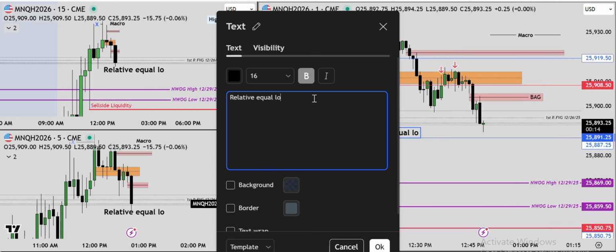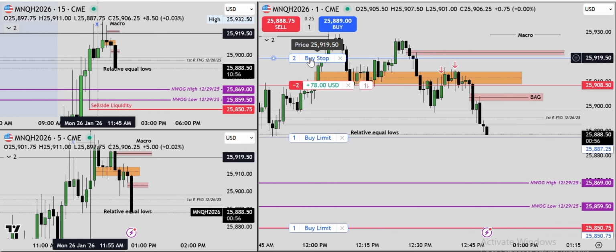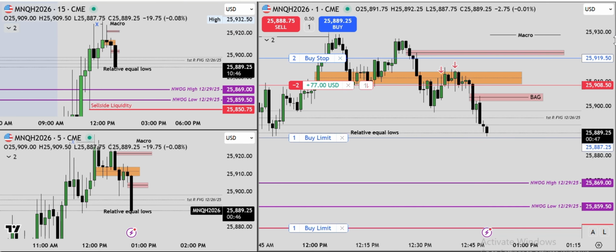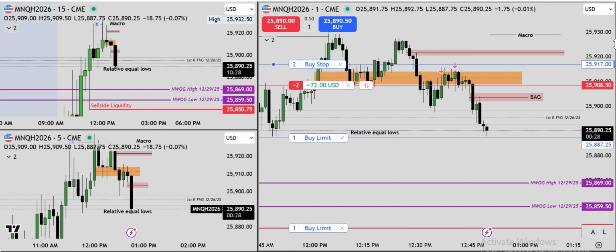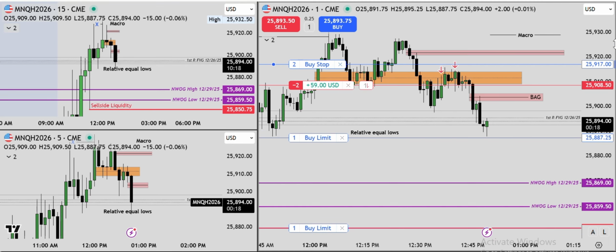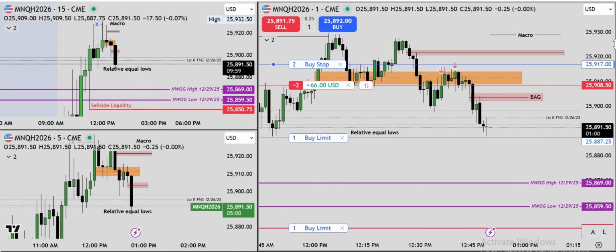And there, I had to retype that because I looked crazy. So we have that gap that's labeled BAG, which stands for breakaway gap. I'm treating that as a breakaway gap, so I don't want price to revisit that gap. But right now, price is looking good on all 3 time frames.